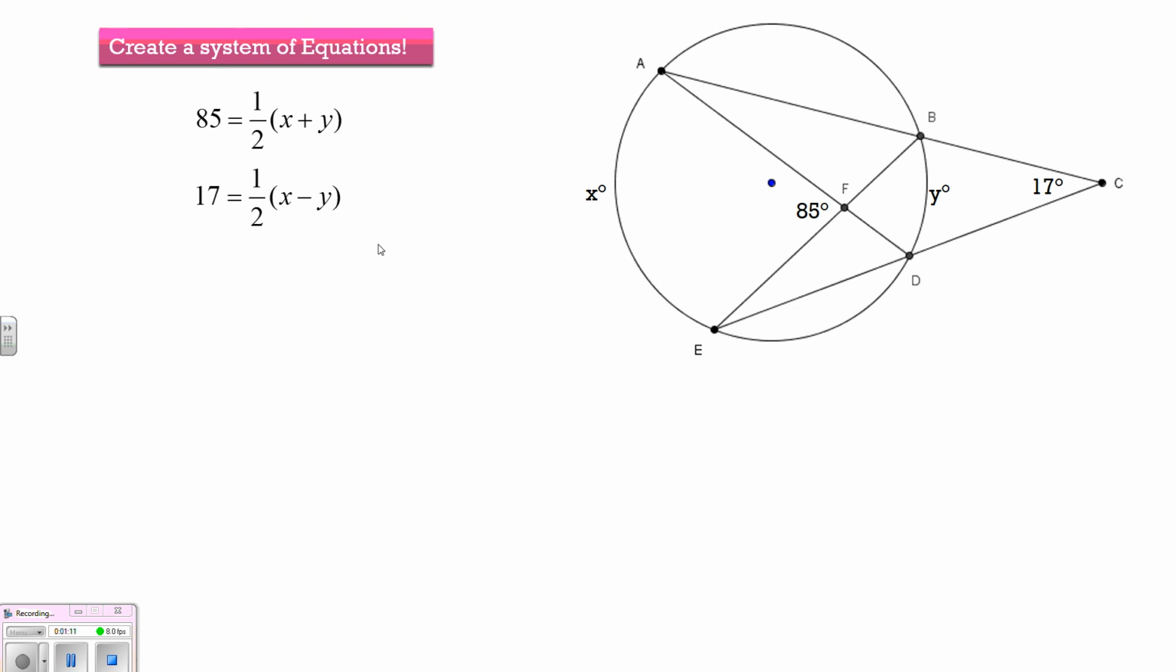Now that we have a system, we're going to simplify it up a little bit before we solve it. And that means dealing with these two fractions. A lot of times fractions are hard for us to work with and we get tripped up in it. So the easy trick is to just multiply both sides of each equation by 2. And when you multiply 1/2 by 2, it turns into 1. So it basically disappears or gets rid of that fraction. So when I do that, 85 times 2 and 17 times 2, and now I don't have fractions over here.